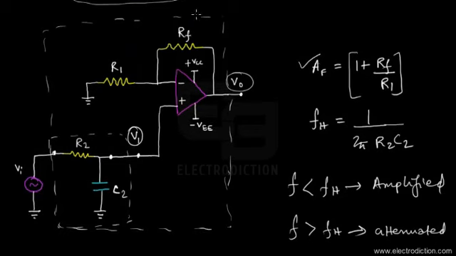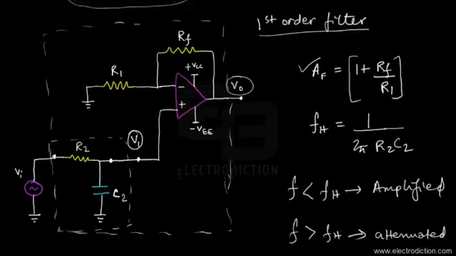Now this particular filter circuit is basically a first order filter. And why is it a first order filter? Because first of all, it consists of a single passive filter stage applied to the input of the active amplifier, the non-inverting amplifier. That's why we call it a first order filter.